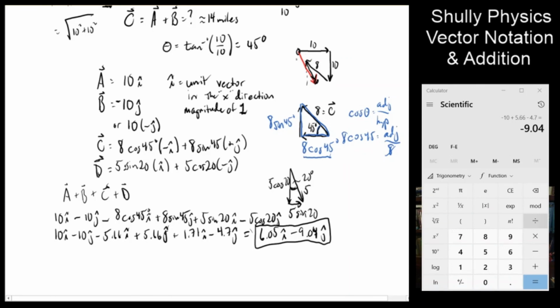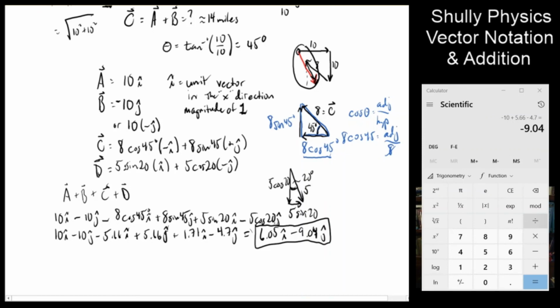And look at our red vector up here. This is our little sketchy vector. It is in the positive x direction and the negative y direction, and you can see that there's more y than x. So it looks like our numbers down here agree. How do you get the magnitude? Well, you can use the Pythagorean theorem: square root of 6.05 squared plus negative 9.04 squared. And you'll get the magnitude of this.